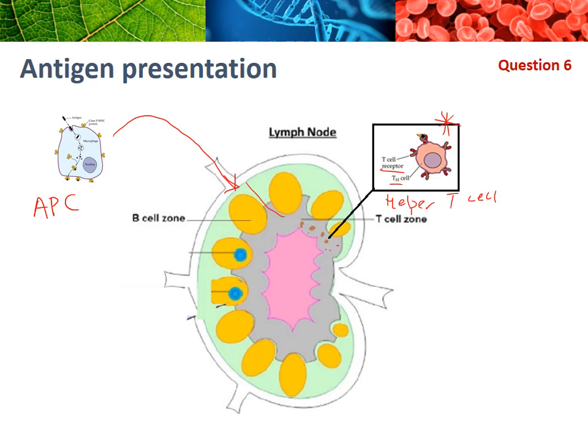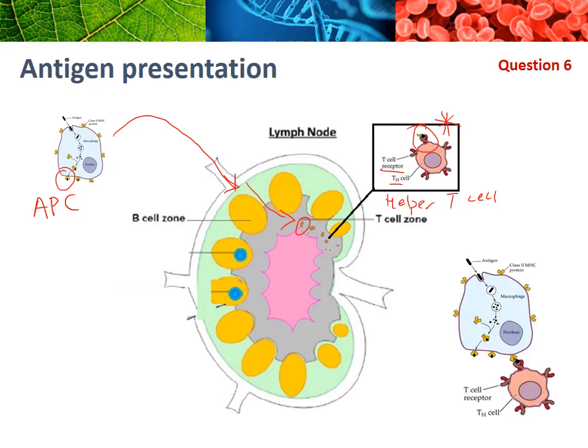It ends up here. Okay, so this antigen presenting cell with its antigen has found this T cell, which happens to have the perfect receptor for that antigen. And they will bind together, and that will stimulate that helper T cell to start replicating itself.